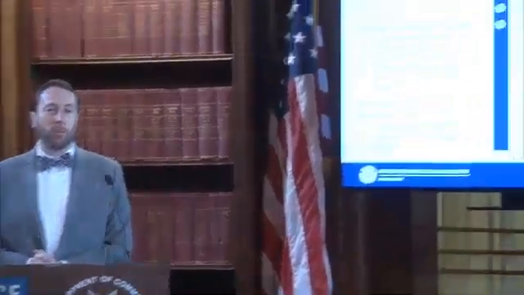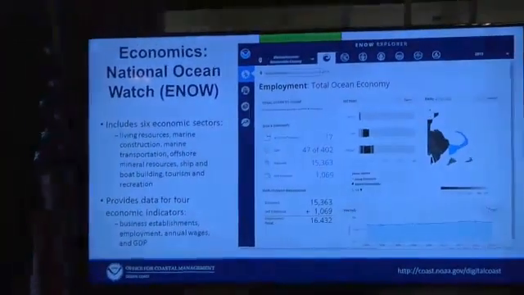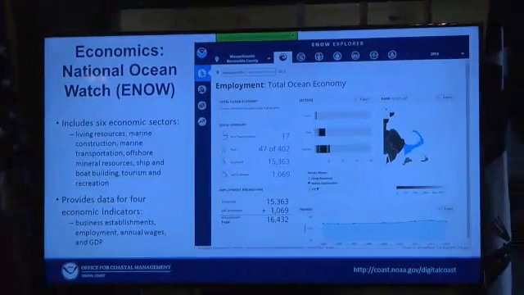I set the stage at the beginning talking about the importance of our coast and the coastal economy. Well, here's where we start to bring this information to bear through the Digital Coast website. And it's through a program we call Economics National Ocean Watch, or ENOW. You can see here on the right-hand side, this is one of the products that we provide through the ENOW suite of products and services, called the ENOW Explorer.